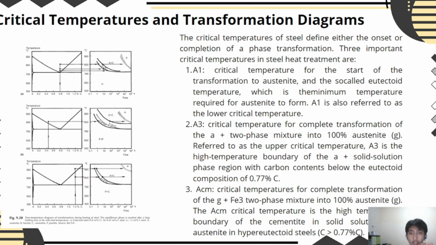A3 is the high temperature boundary of the alpha plus austenite solid solution phase region with carbon content below the eutectoid composition of 0.77%. And three is ACM, the critical temperature for complete transformation of the gamma plus Fe3C phase mixture into 100% austenite. The ACM critical temperature is the high temperature boundary of the cementite in solid solution with austenite in hypereutectoid steels. The eutectoid carbon content is 0.77% at 727 degrees Celsius.